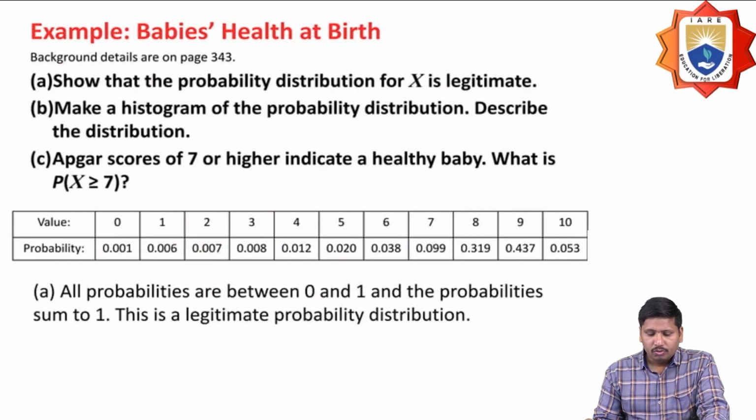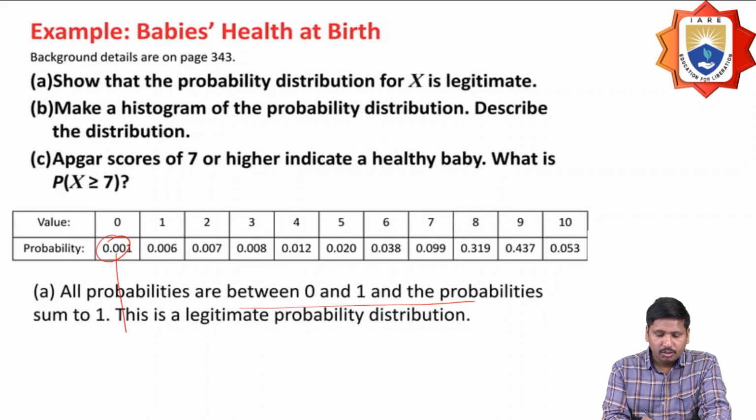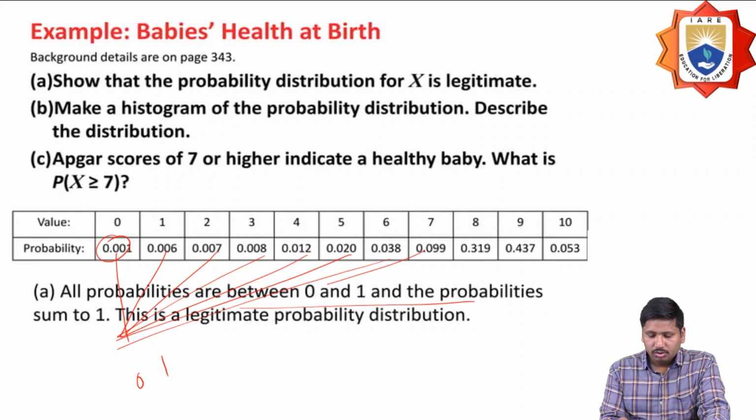First, all the probabilities must be between 0 and 1, and the probabilities must sum to 1. This is a legitimate probability distribution, so we have to check that first. Whether all probabilities lie between 0 and 1. This is 0 and 1 only, this is also 0 and 1. So all the probability values should be between 0 and 1.